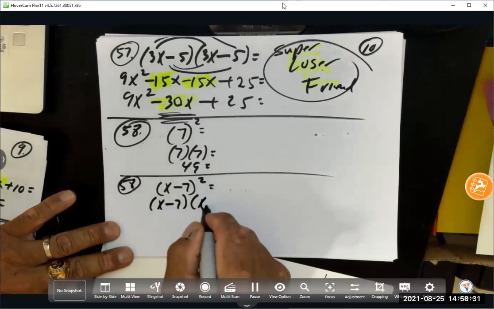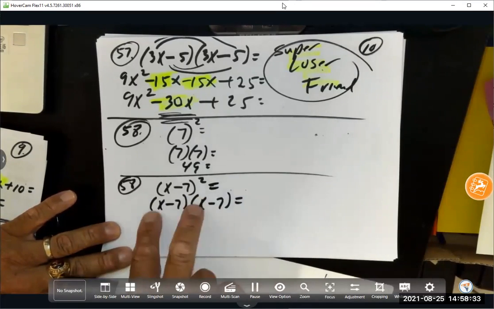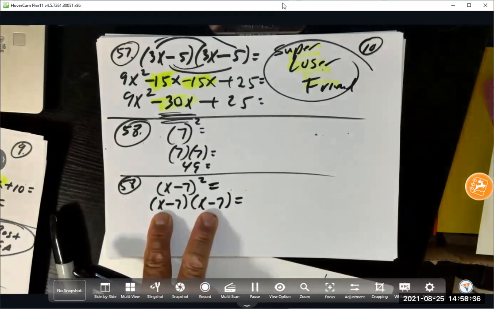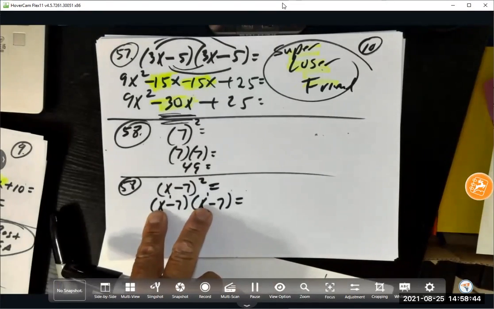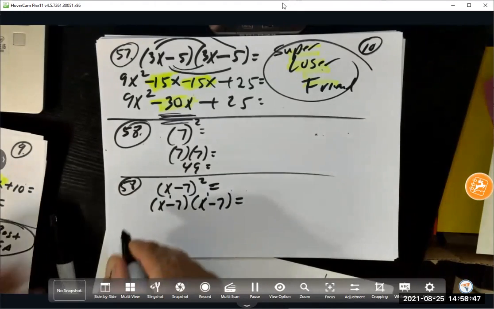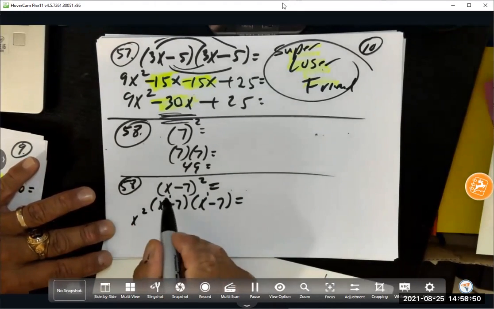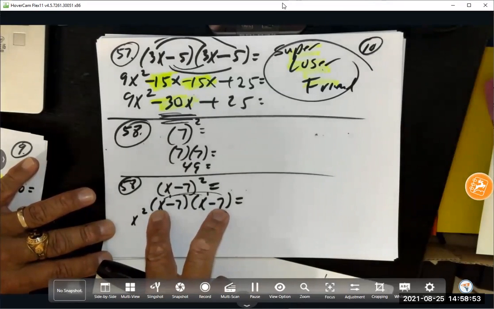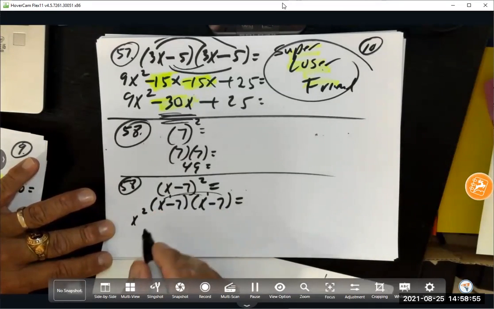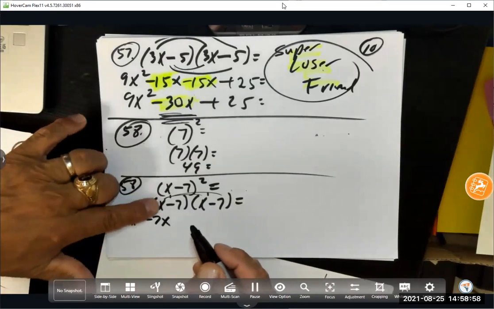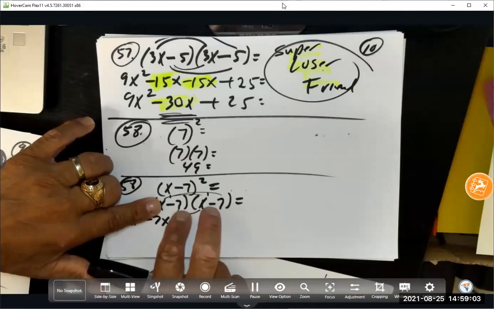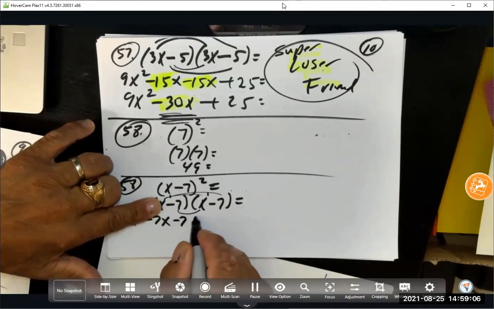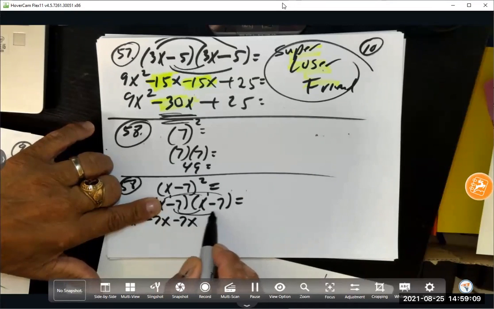You tell me what to do. So x minus 7, x minus 7. Right there. Is everybody okay with step number 1? Yes. So now x times x, what do you think this is? X squared. That's right, x squared. And what's x times negative 7? Negative 7x. And negative 7 times x, what's that going to be? Negative 7x. And a negative times a negative?